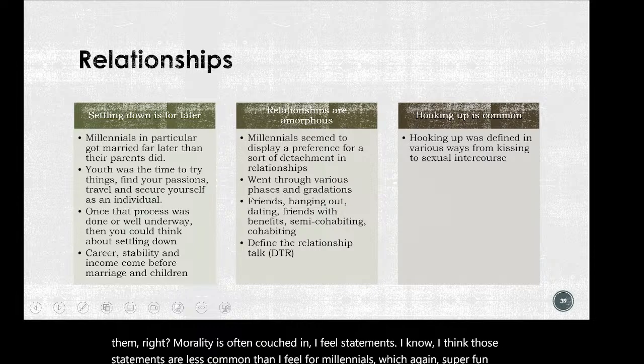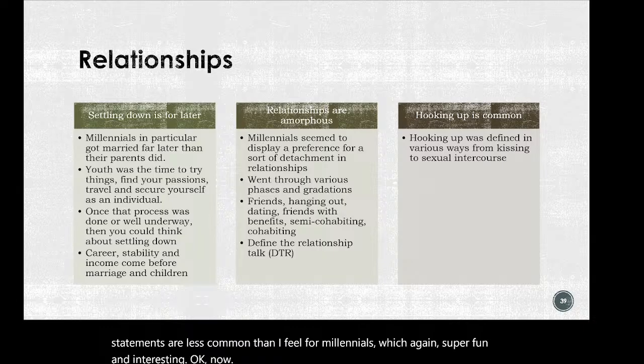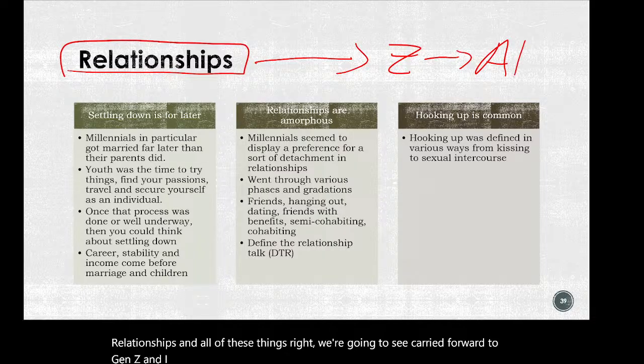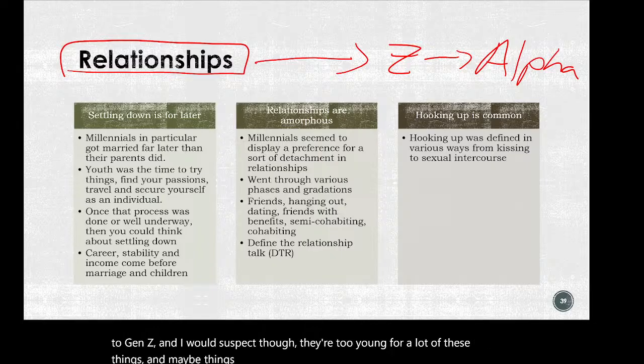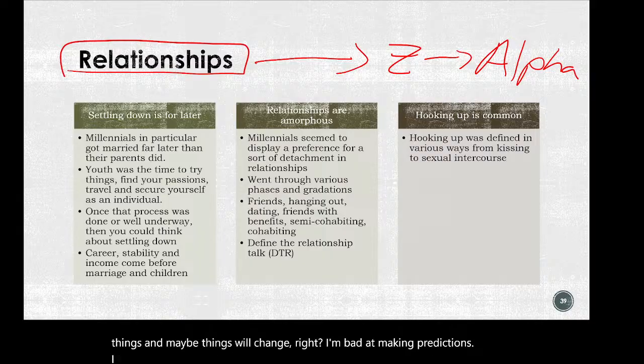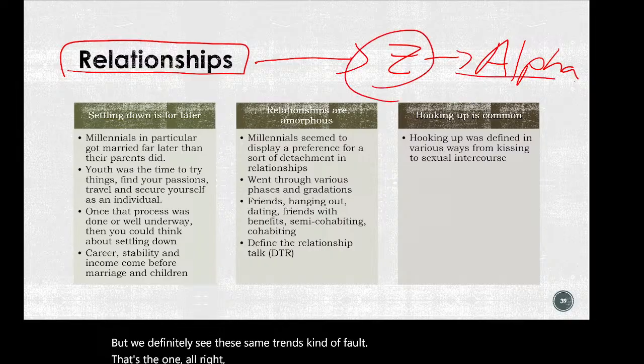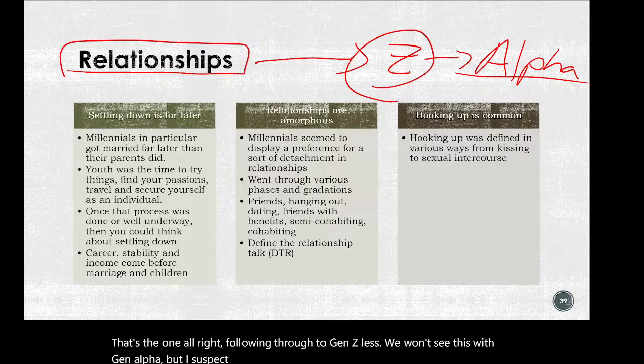Okay, now, relationships. And all of these things, right, we're going to see carried forward to Gen Z. And I would suspect, though they're too young for a lot of these things, and maybe things will change, right? I'm bad at making predictions. I said Ottawa would beat the Carolina Hurricanes, so clearly I know nothing. But we definitely see these same trends following through to Gen Z. We won't see this with Gen Alpha, but I suspect these trends will probably continue.